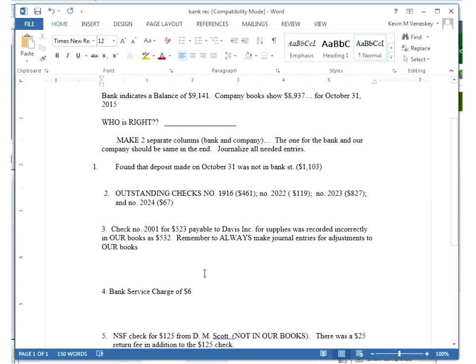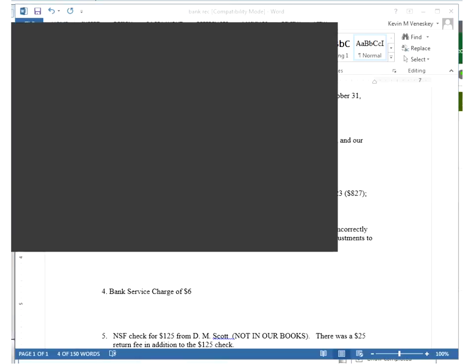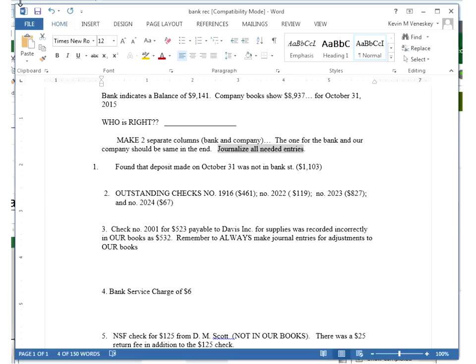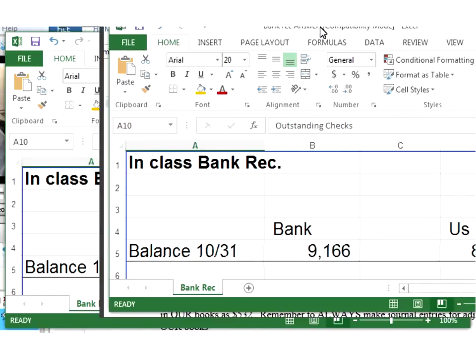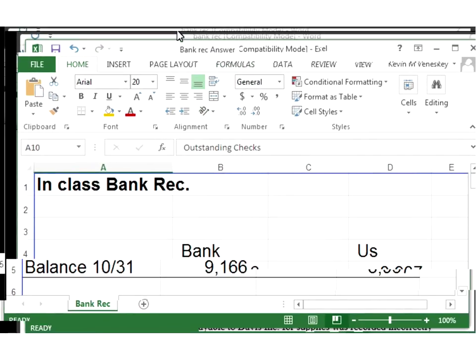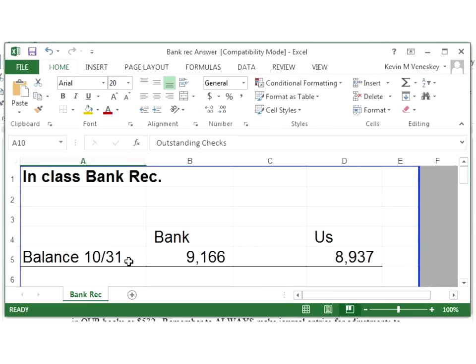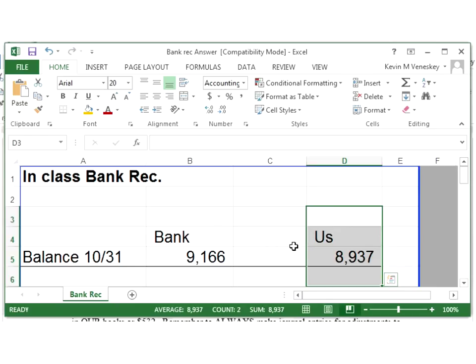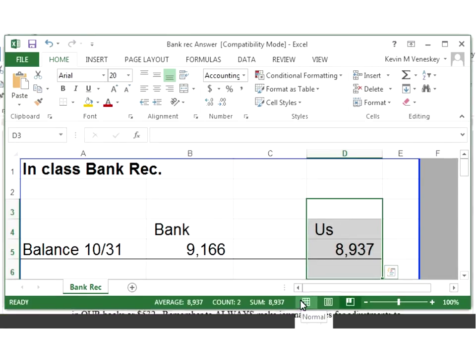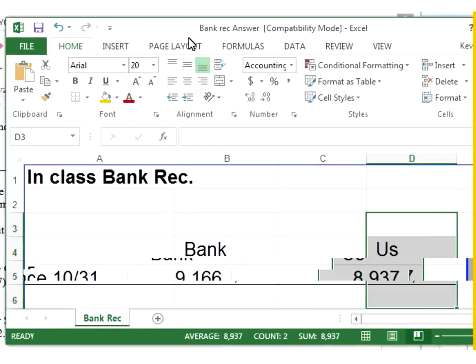So as I say here, what we're going to do is start out making two columns, one for the bank, one for us. And then anytime we do anything on our side, we are going to journalize them. All right, I'm going to pull up the answers as we go through this. Okay, so here's our two columns. We've got our ending balance as of the end of October, the bank's column, and our column, and we're going to be adding and subtracting to these to hopefully get a final number that is the same, because we want to have our final true balance.